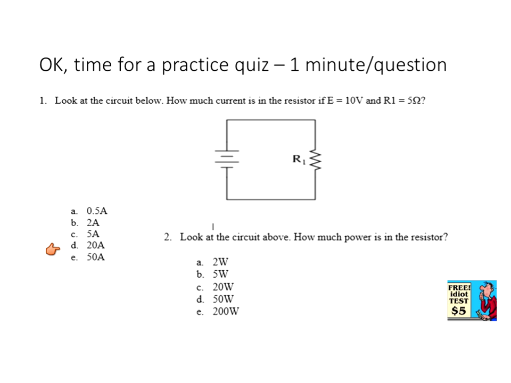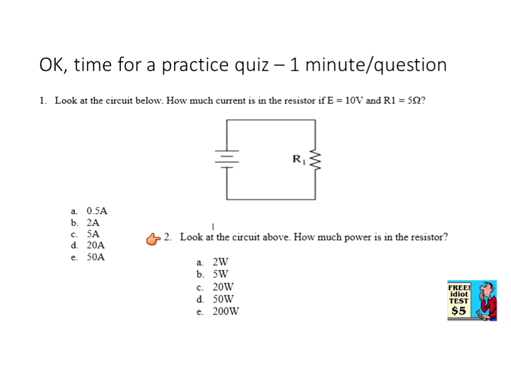Look at the circuit below. How much current is in that resistor? Well, E, the voltage is 10, and R is 5. What would that be? Well, if you got 2 amps, you got 1 out of 1. You got 100% so far. Every time you take these practice quizzes or a real quiz online, you should be striving to get 8 out of 10 right every time. Okay, look at the circuit below.